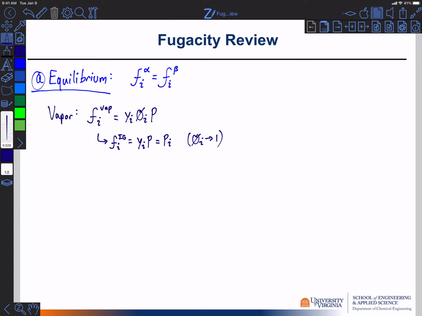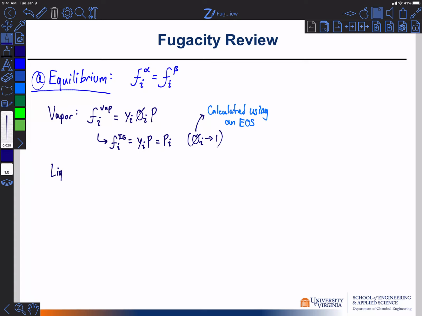Remember that this fugacity coefficient is calculated using an equation of state. Those are things you talked more about in Thermo 1, when you were describing real gas behavior. But equations of state are used to calculate fugacity coefficients, and that's what we're using here in terms of phi for the vapor phase fugacity.